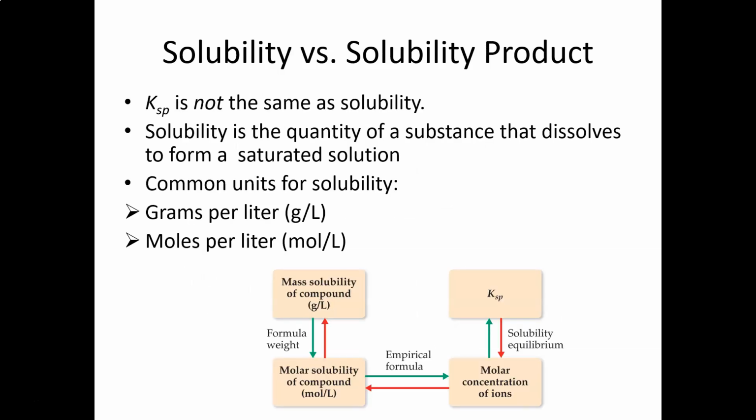Now it's important to note that the solubility product is not the same as solubility. Solubility is the number of moles or grams that can dissolve into solution, whereas the solubility product is simply the product of the concentration of all ions in solution. We typically encounter solubility in terms of grams per liter or moles per liter.